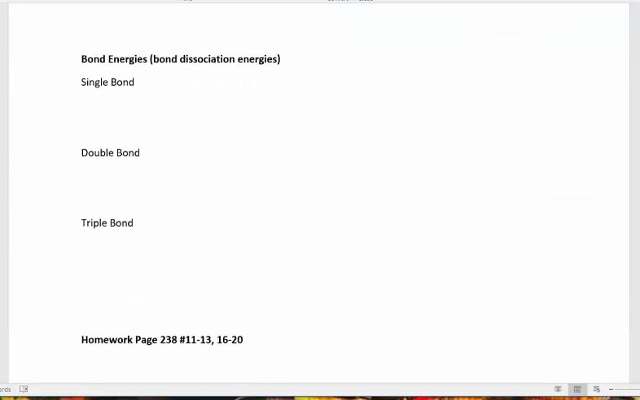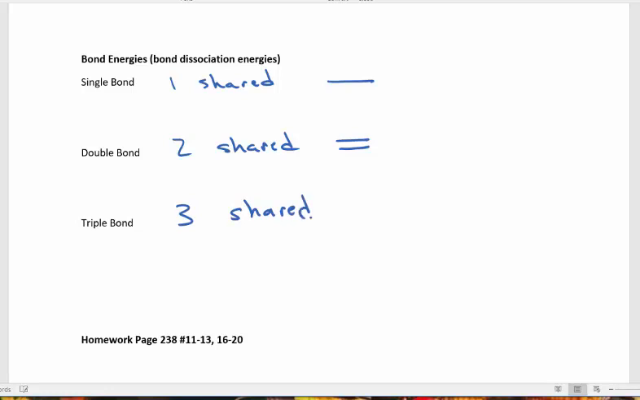All right, so let's just define some things quickly. A single bond is one shared pair of electrons, and you draw it with a single line. A double bond is two shared pairs. You draw it with two lines. And then a triple bond is three shared pairs, and you draw it with three lines.